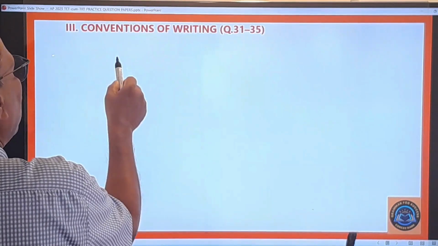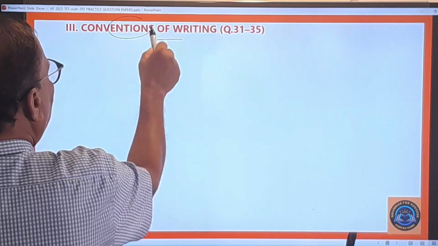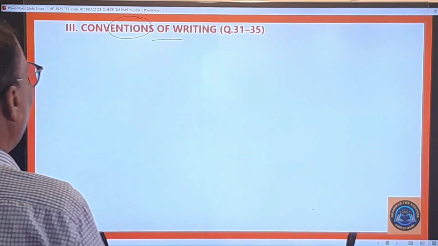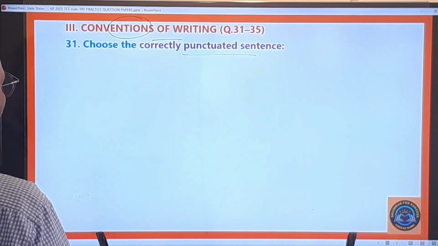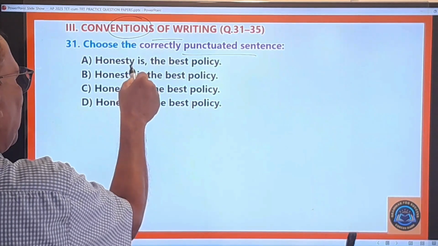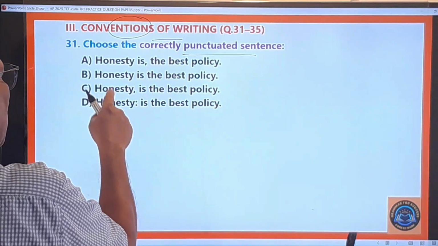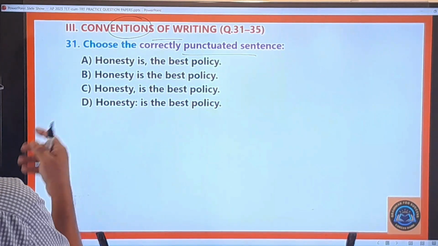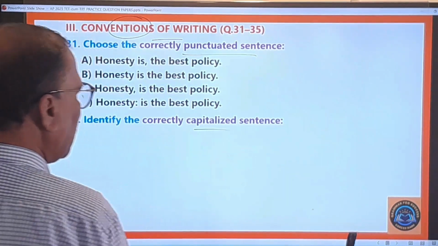And the third section of the question paper is conventions of writing. Conventions means rules of writing. 5 questions are framed on this section. You try to solve them. Choose the correctly punctuated sentence. Okay, honesty is, the best policy. Honesty is the best policy. Honesty, is the best policy. Honesty: is the best policy. Right. To move on to the 32nd question, identify the correctly capitalized sentence.